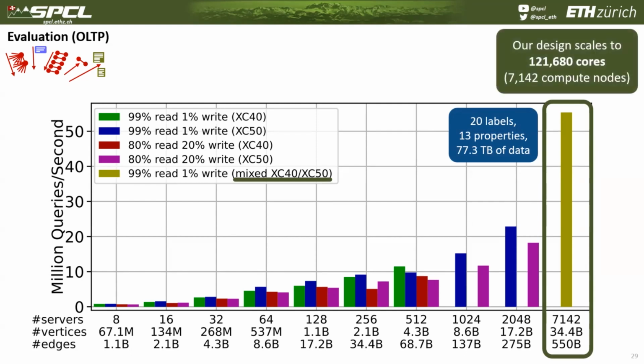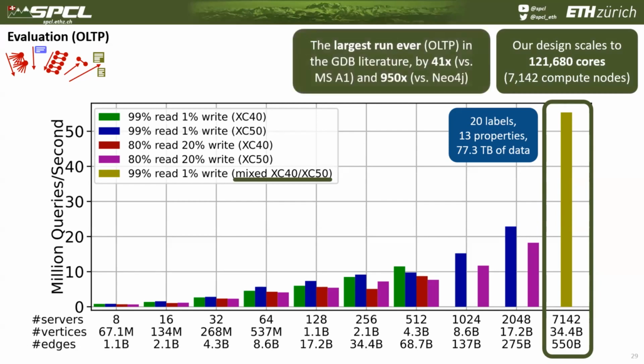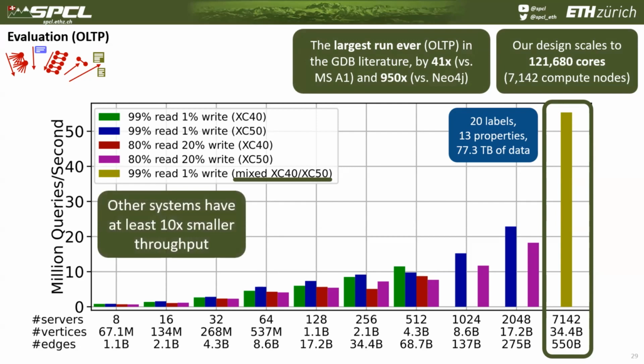This plot shows that our design successfully scales to more than 120,000 cores, which is really the largest run ever in terms of OLTP workloads in the graph database literature, increasing the hardware scale in cores by more than 40x versus the Microsoft A1 graph database, and by around 950x versus what was published before for Neo4j. We don't plot other systems here because they had around 10x smaller throughput consistently, or even smaller.